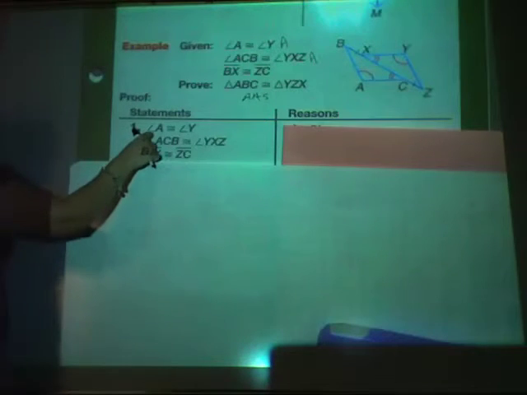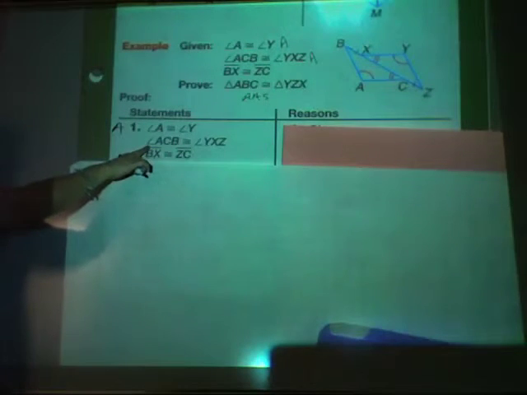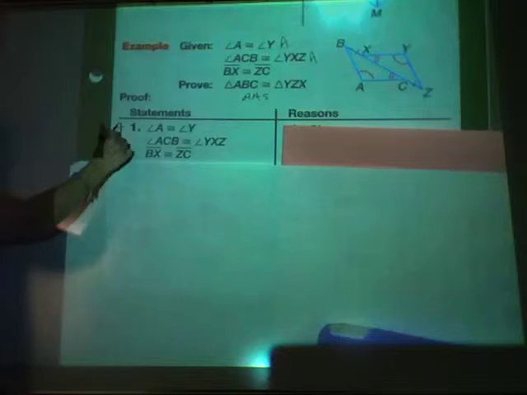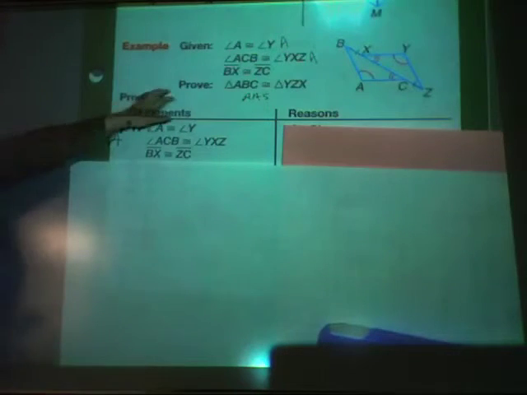So notice here that angle A is congruent to angle Y is an angle statement. And then angle ACB is congruent to angle YXZ is an angle statement. So I have angles right now. Those are straightforward congruent statements. All I have to do is prove a side congruent, and I can prove the triangle is congruent. It's going to take us a little bit to get there, though. Where do we get this statement? Given. So good.